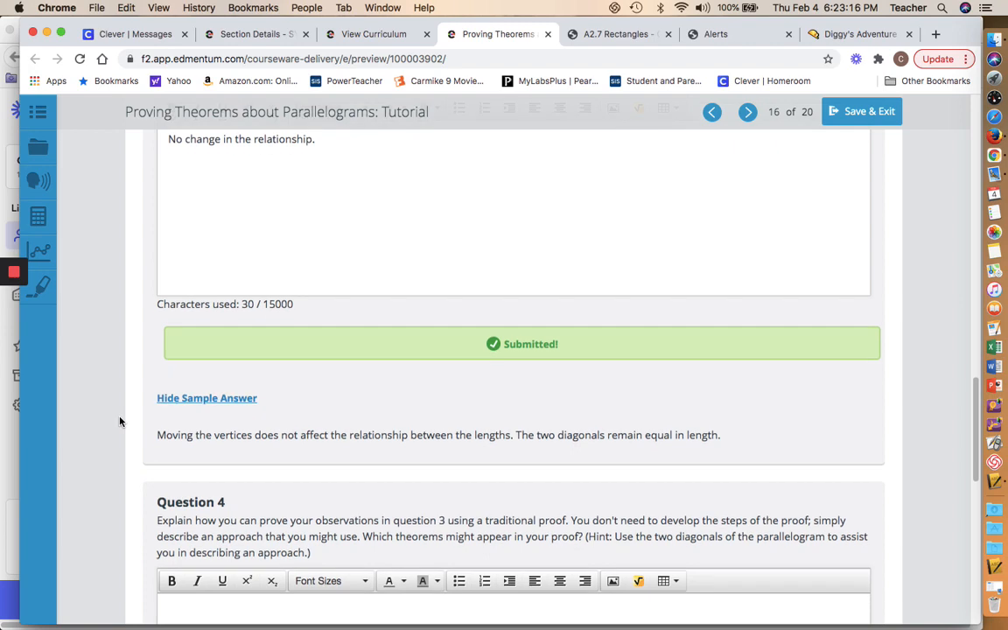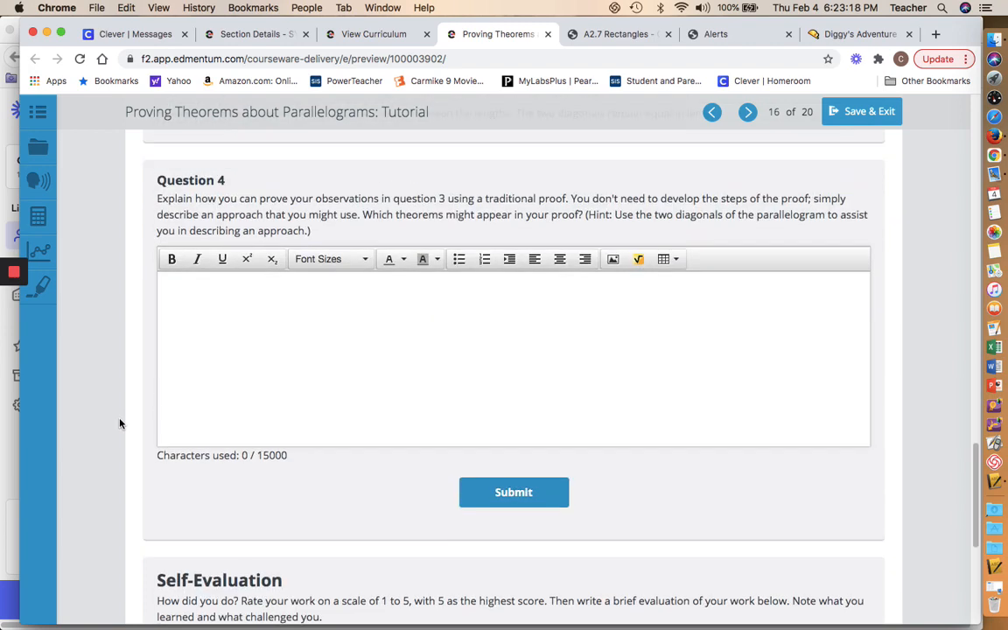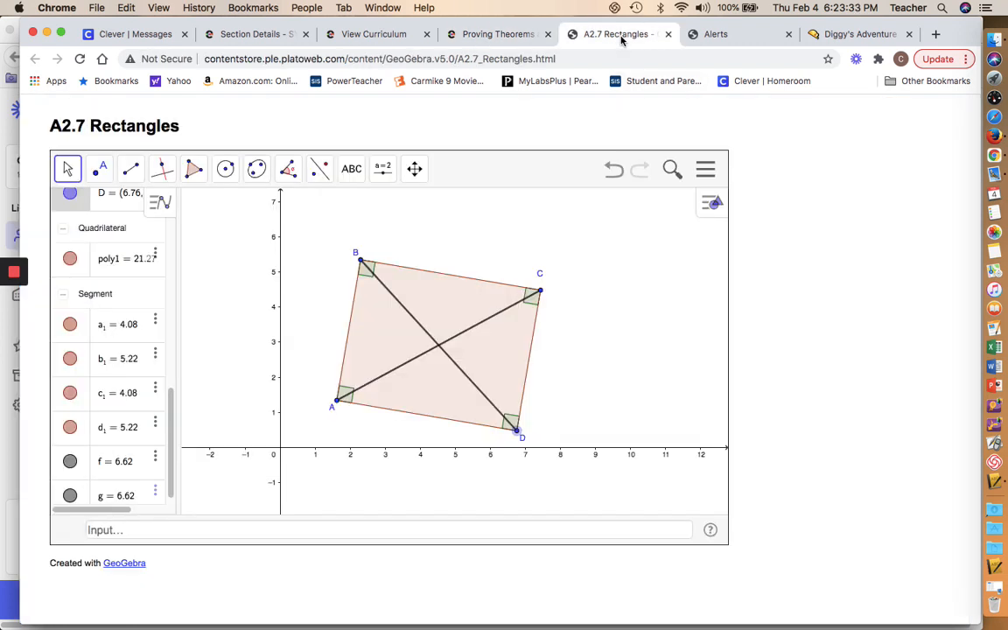All right. Question 4. Explain how you can prove your observation in question 3 using, oh God, I hate these problems, using a traditional proof. Ugh. All right, you don't need to develop steps of the proof. Let's see what I got here. Let's see, I've got 4 triangles. Probably do something with that. I know they bisect each other since it's in the parallelogram family.